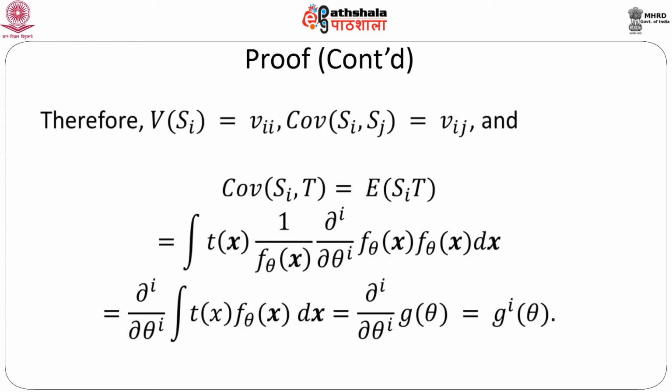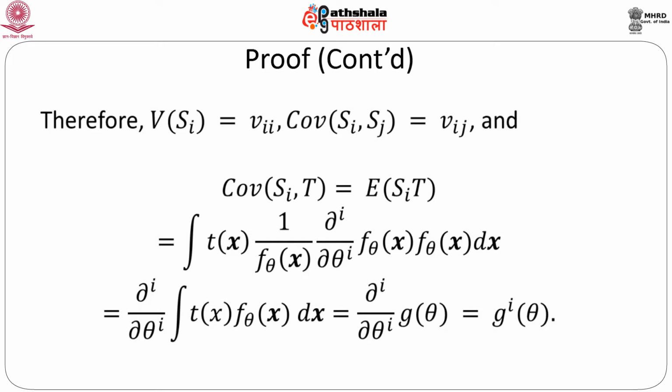Now we prove the above theorem. Let us define S_i, which is a function of theta and x, equal to 1 by f_theta(x) into del to the power i by del theta to the power i of f_theta(x). Hence, expectation of S_i is equal to the integral of 1 by f_theta(x) into del to the power i by del theta to the power i of f_theta(x) into f_theta(x) dx, which is equal to the integral of del to the power i by del theta to the power i of f_theta(x) dx. Interchanging the differentiation sign and the integral sign, we get del to the power i by del theta to the power i of the integral of f_theta(x) dx, which is equal to 0 for all i.